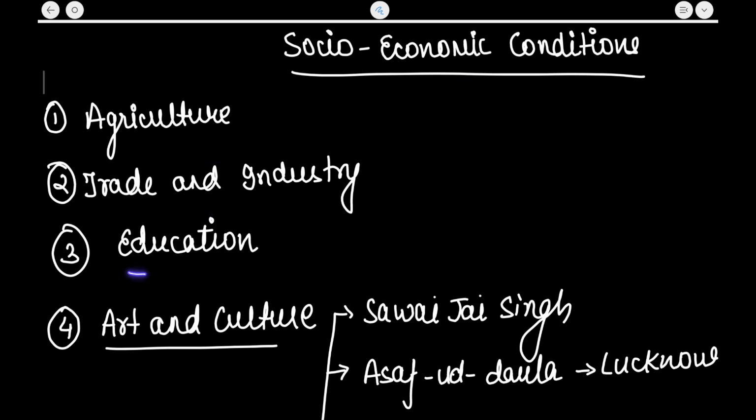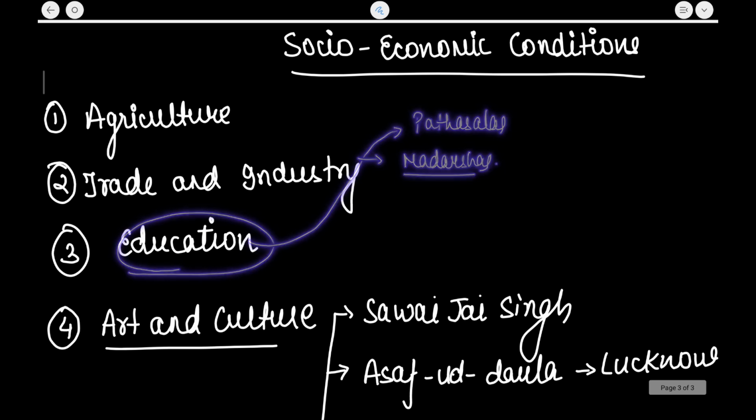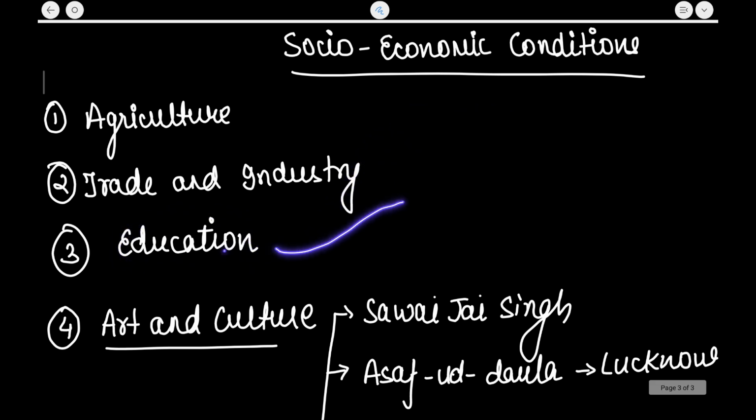Now if I talk about the education, the elementary education was imparted through pathshalas. The Hindus studied at pathshalas and the Muslims studied at madrasas. Okay. Next, there was an absence of science and technology, and geography was a general feature at that time.